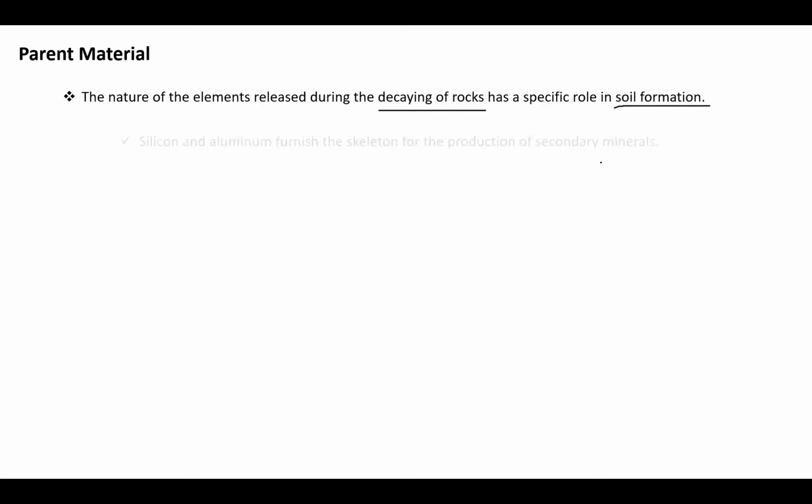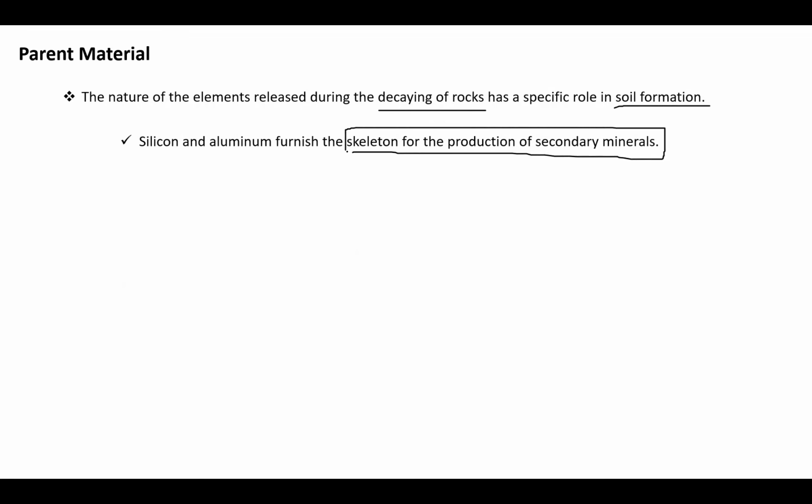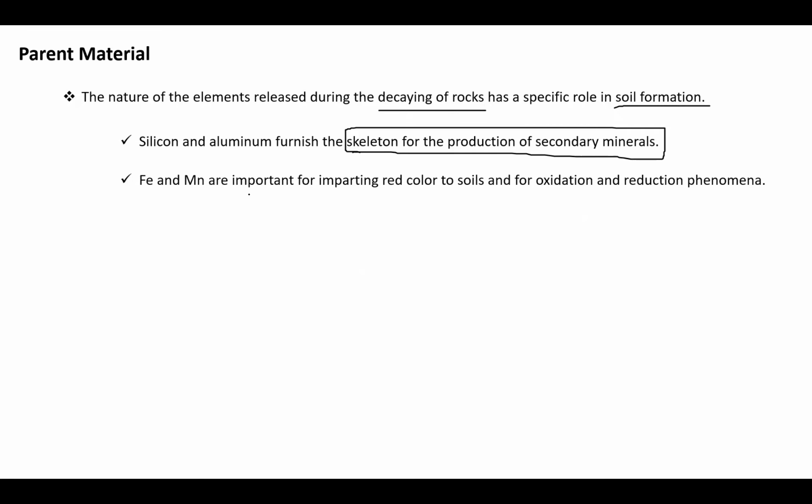Remember these points. First, silica and alumina furnish the skeleton for the production of secondary minerals. A very important point. If we have any idea about secondary minerals like clay minerals, the aluminum octahedra or silica tetrahedra play the role of skeleton for the production of secondary minerals. And iron and manganese are important for imparting red color to the soils and for oxidation and reduction phenomena. We all know that if iron is there, red color formation will be there, and due to manganese and iron, oxidation reduction phenomena take place in the soil profile.